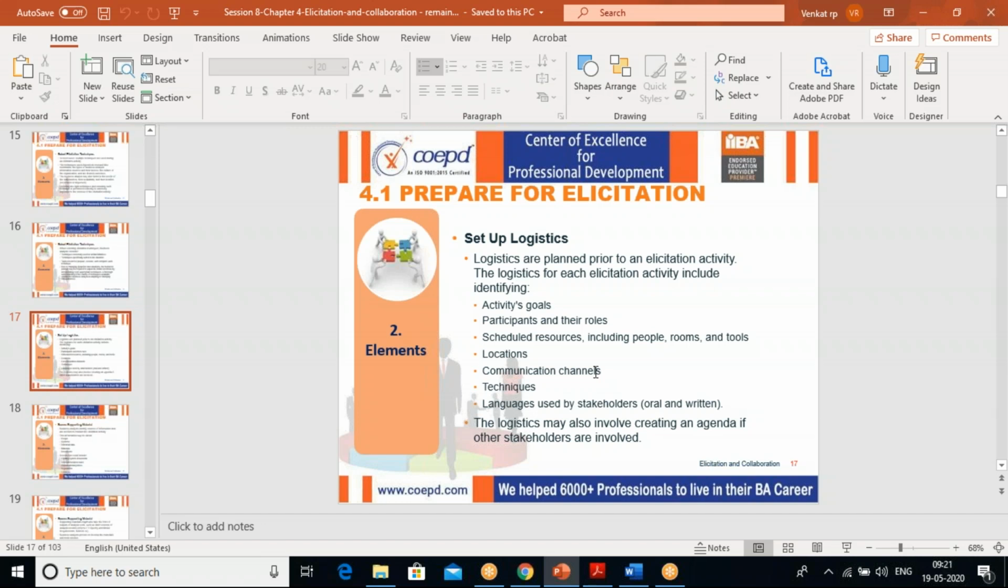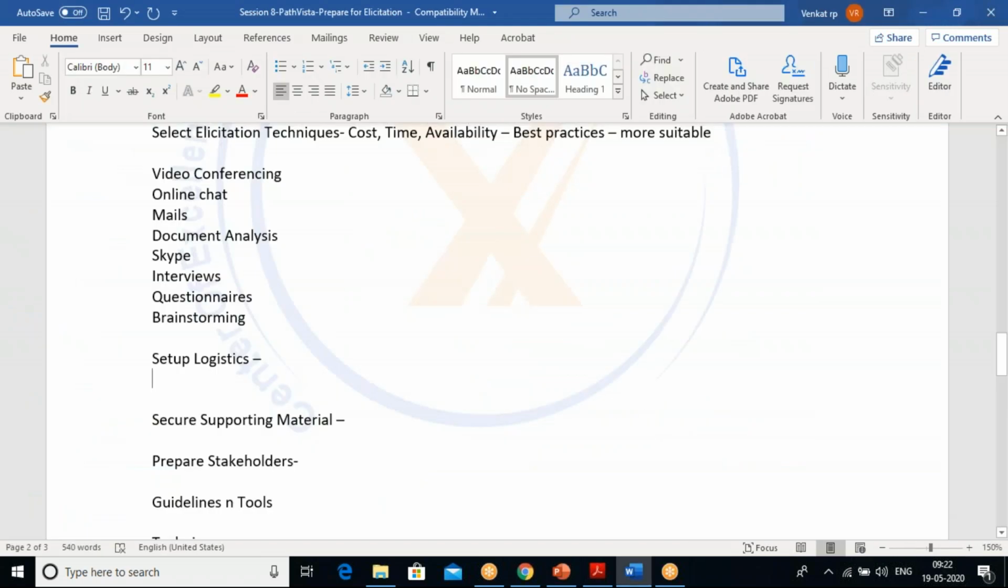You have to prepare for the elicitation. The goal is how we are going to make the elicitation. That is what we have to put in the goal. You got me, no? That thought process: if you are making a video conference, logistics means what? Whether we go to a meeting, or take WebEx, or go with Skype, or somebody like that. We will be considering it.